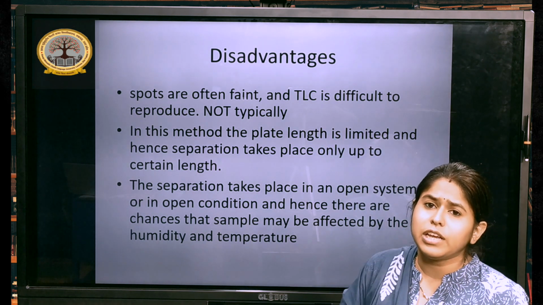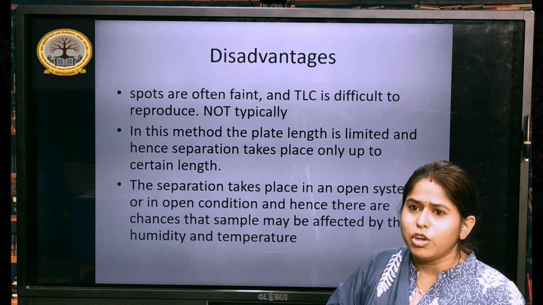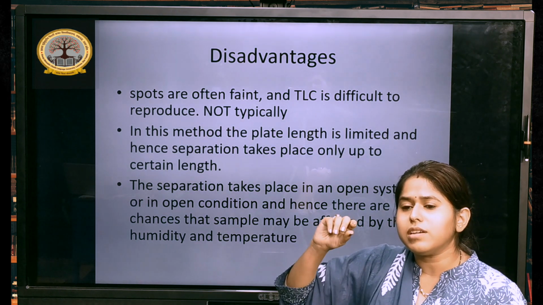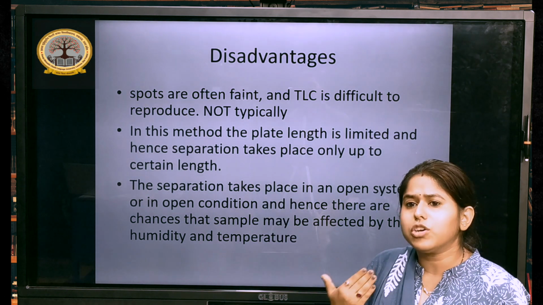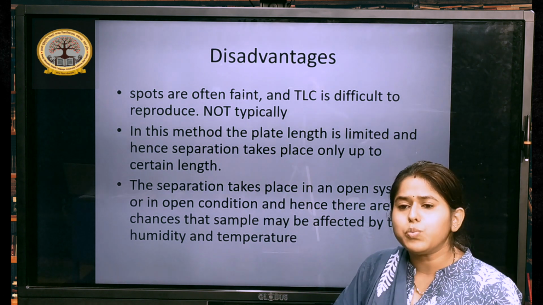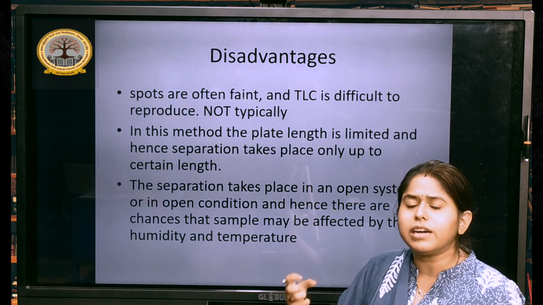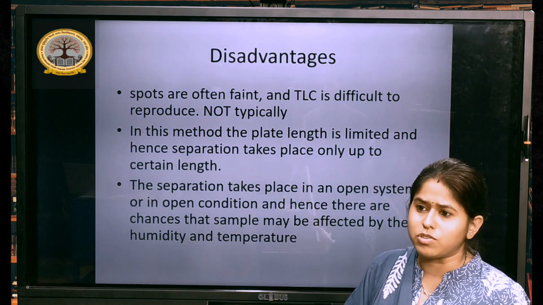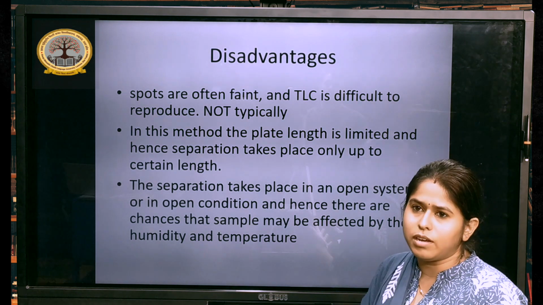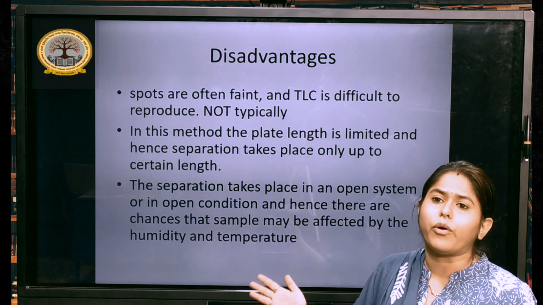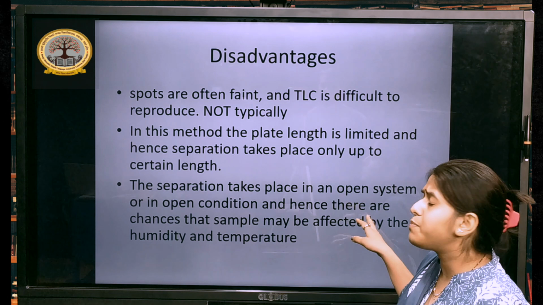Also, in this method, we have a limited length of plate. Due to this limited length, we can't resolve or separate beyond this range. Whereas in other chromatographies, we can increase the column lengths and column widths, by which we can increase our time and our resolution of separations. In TLC, this is one of the major disadvantages: we cannot increase the length of the TLC plate beyond a certain point.